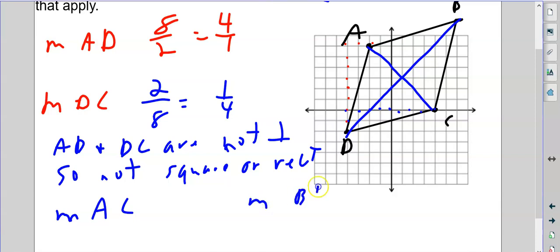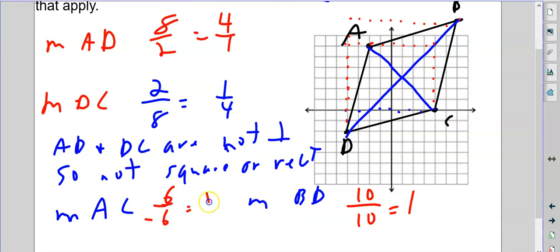and BD. So real quickly, I'm going to count from D to B. And it's going to be up 1, 2, 3, 4, 5, 6, 7, 8, 9. Remember, we went off the grid, 10. And then right 1, 2, 3, 4, 5, 6, 7, 8, 9, 10. So 10 over 10, which is 1. And then AC, I'm going to go from C, I'm going to go up 1, 2, 3, 4, 5, 6. Left 1, 2, 3, 4, 5, 6. And that's -1.